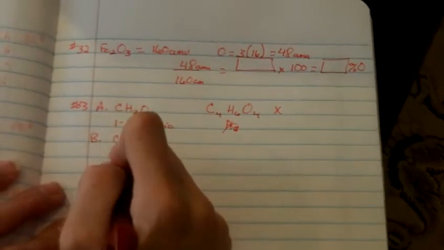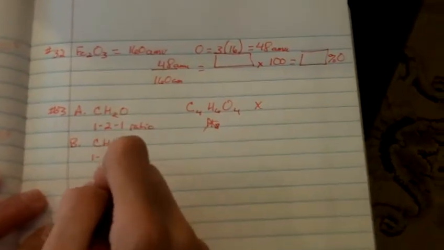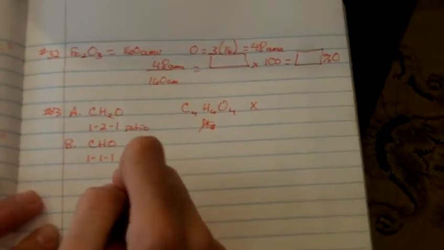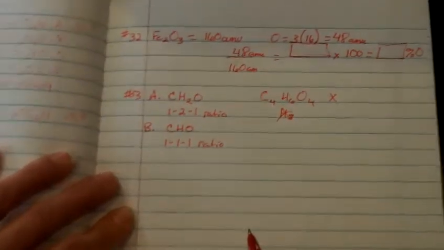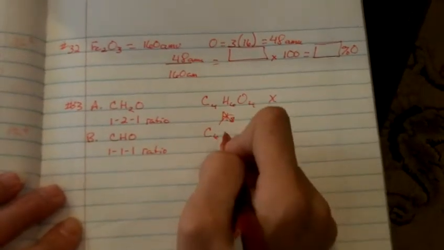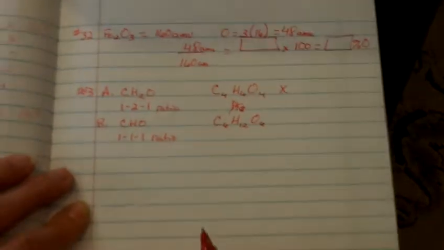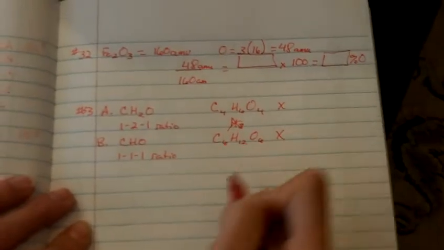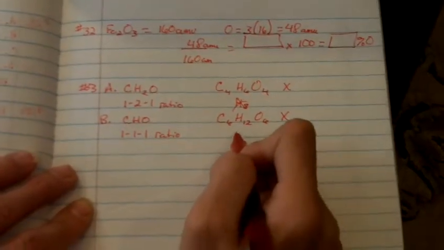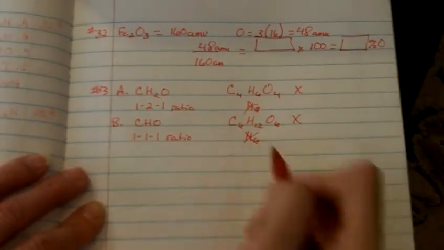Let's look at B. B gives us an empirical formula of CHO, which is a 1 to 1 to 1 ratio. The molecular formula we're given with that is C6H12O6. That is not a 1 to 1 ratio. The hydrogens again are off. If it were H6, it would be correct, but it's not.